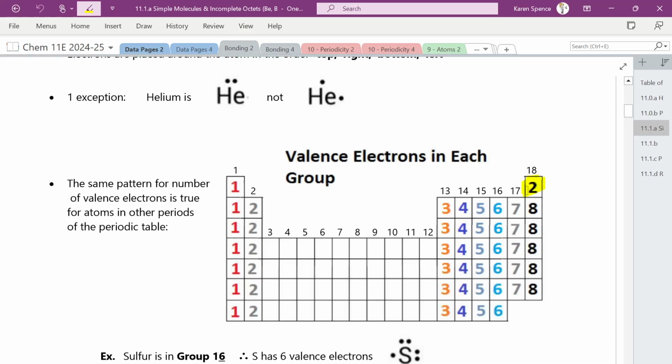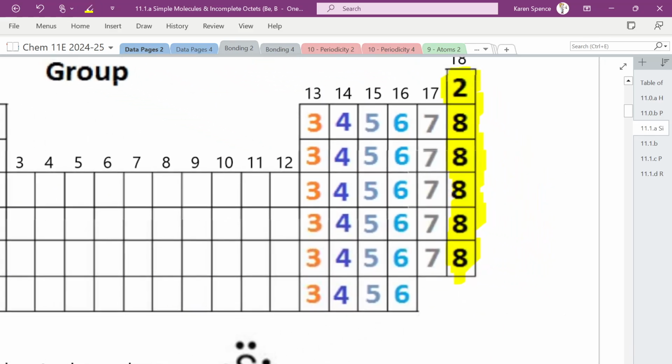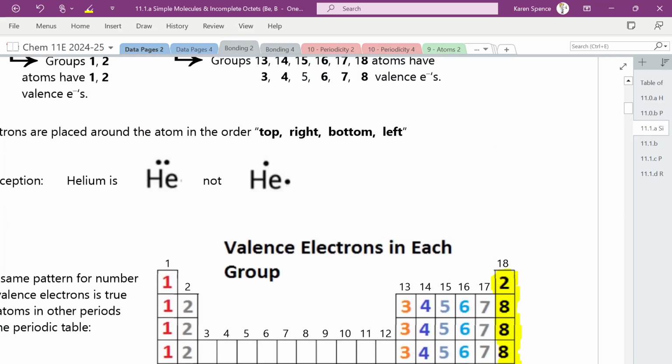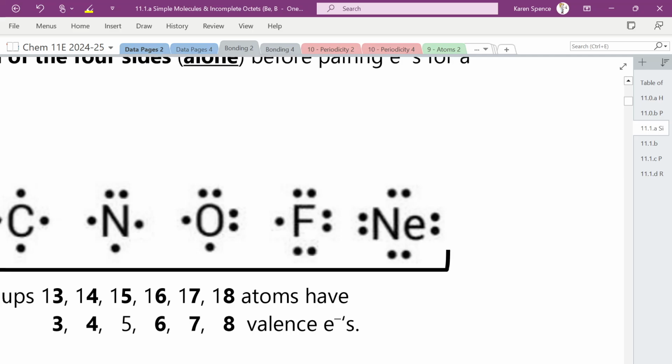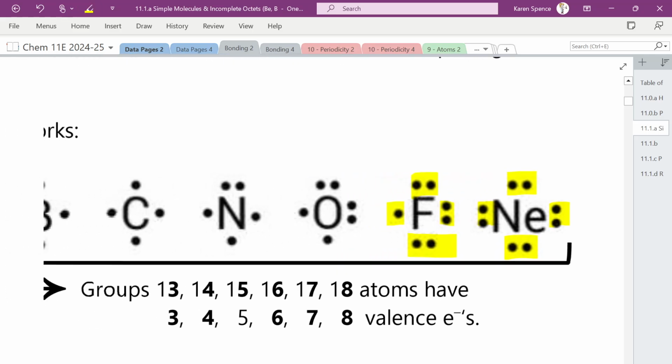And when we draw valence structures for the noble gases, don't get freaked out by this, we show them as being full, not empty. So if you look at the Lewis structure for neon, it's got 2, 4, 6, 8. And where do we put all the electrons? We put them on the top, on the bottom, on the right and on the left.